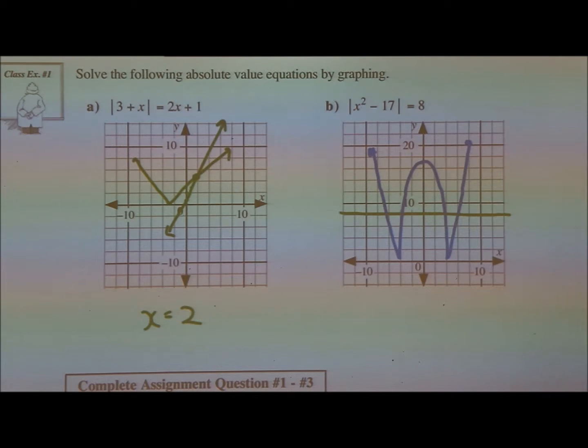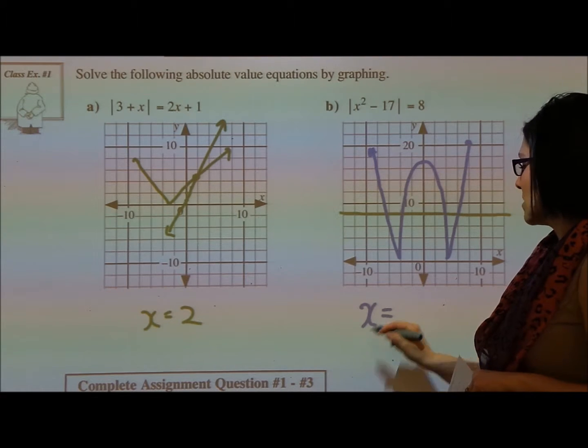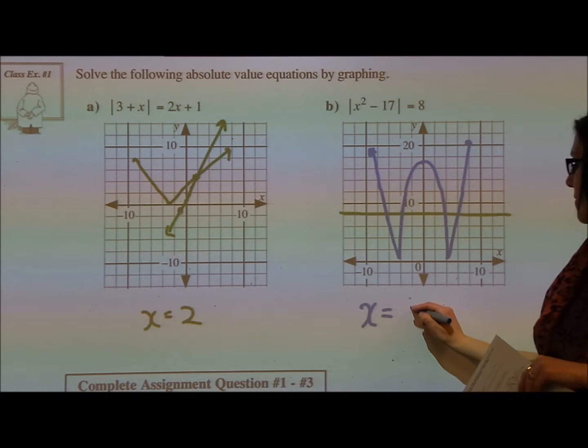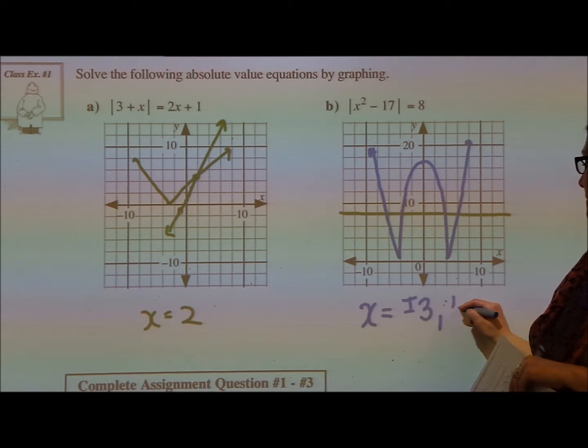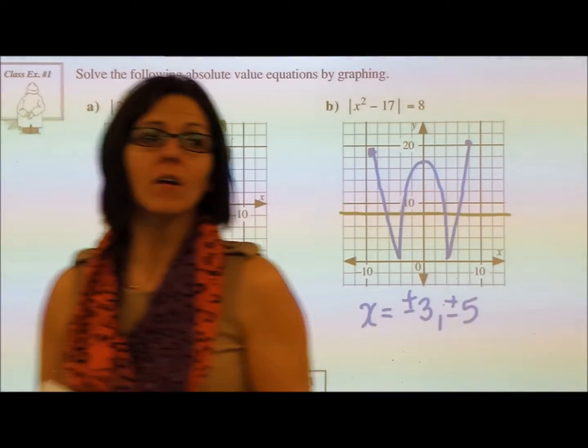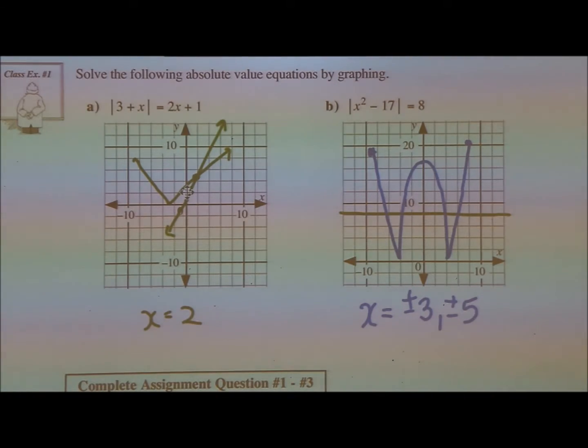Kind of has this W looking shape to it. So it gives me 4 intersection points. What are those intersection points? Positive and negative 3 and positive and negative 5. Great. Okay? So that's solving these graphically.